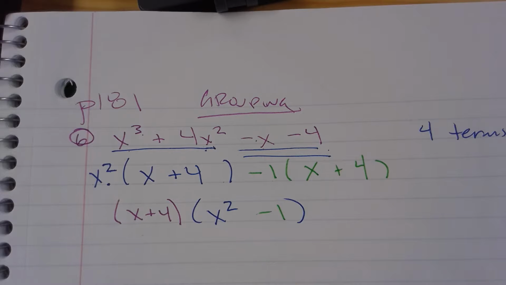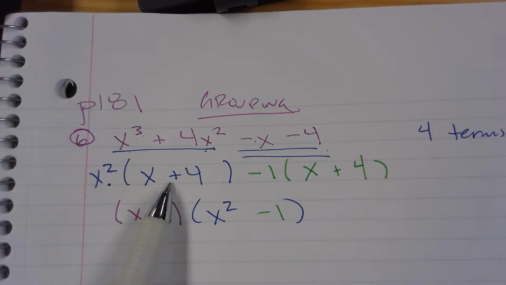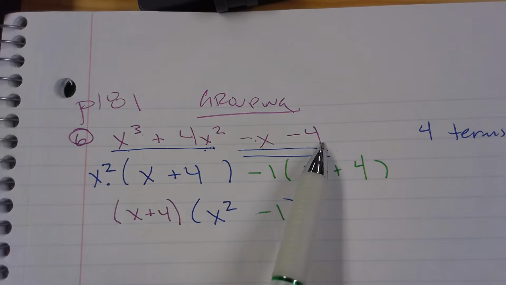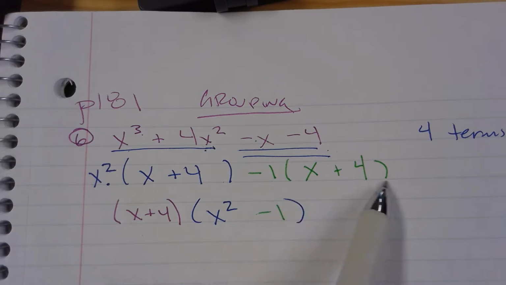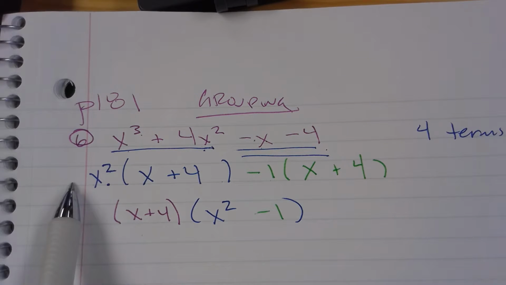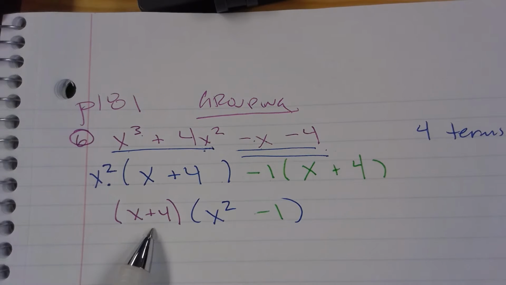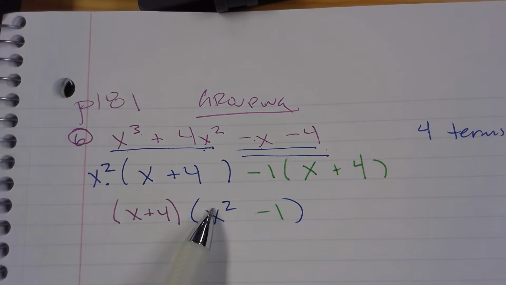So to recap, underline, double underline. Ask yourself, what do they have in common? Write it out front. What's left over goes in parentheses. What do they have in common? Write it out front. What's left over goes in parentheses. Looking at this line only, you ask yourself, what do they have in common? By the way, it better be the parentheses. If it's not the parentheses, you did something wrong, don't keep going. What do they have in common? You write it one time. What's left over should be what's out front of the parentheses.